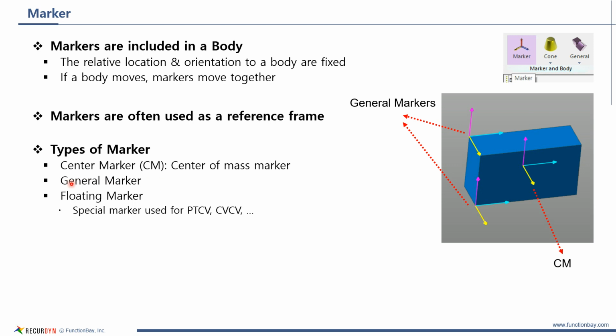Second, general marker. It can be created by user, or they are generated when joint or force is created. Third, floating marker is a special marker, which is created when entities such as PTCV or CVCV are created. It doesn't have fixed location, so it is called floating marker, which means it acts as if it is floating.